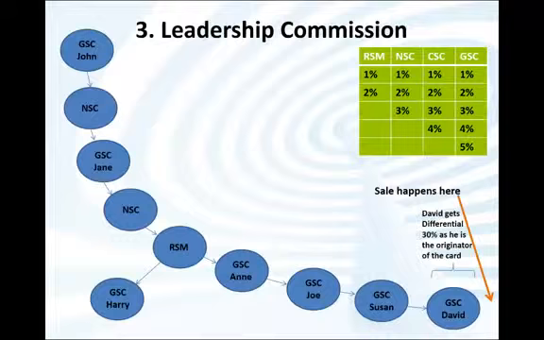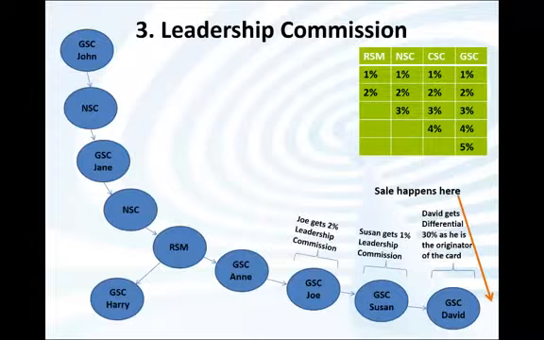GSC David therefore receives the 30% differential commission. The robot looks for who qualifies for the 1% leadership commission, and that member is Susan. We can see that GSC Joe receives the 2% leadership commission on the same sale, and GSC Anne receives 3% leadership commission on the same sale.